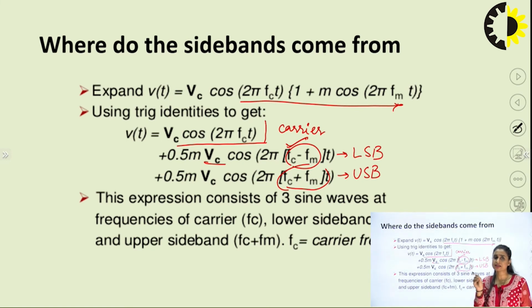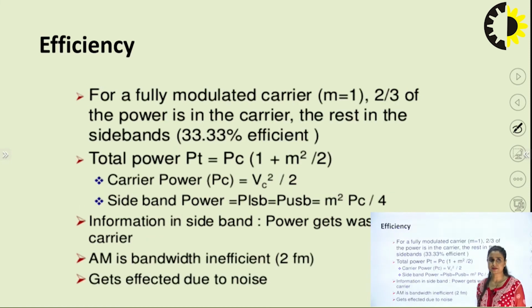So the frequency is oscillating around the carrier frequency only. So we say that the frequency remains constant, right? This expression consists of 3 sine waves at the frequencies of the carrier, the lower sideband which is Fc minus Fm, and the upper sideband which is Fc plus Fm. Fc is my carrier frequency here.